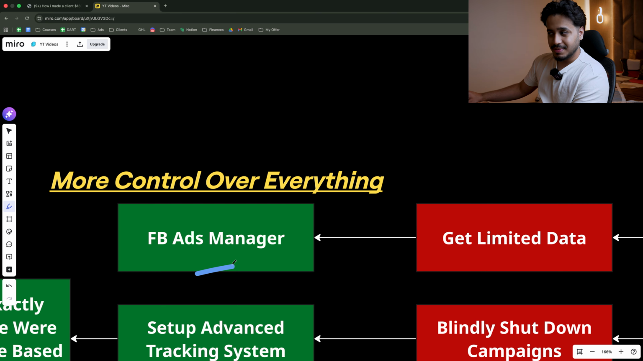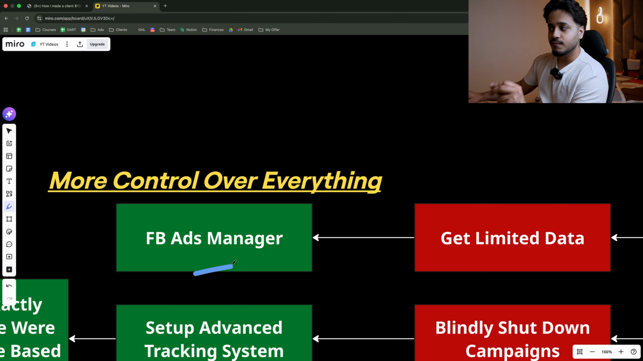It's Facebook Ads Manager, right? So you need to run follower ads from your Facebook Ads Manager. Now, this gives you more control over everything, right? You can see every single detail, every single analytic from the Facebook Ads Manager.